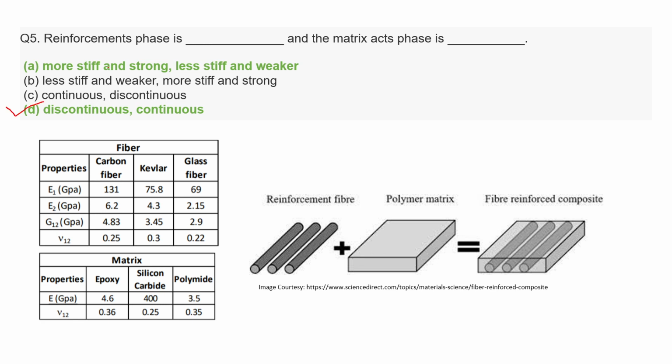Next is about which is strong and which is weaker. So we already compared the mechanical strength of the fiber and matrix and saw that the fiber, which acts as the reinforcement, has higher mechanical strength and is the load bearing part, whereas matrix is the binding part because of having less mechanical strength. That's why option A is the correct one, because reinforcement phase is more stiff and strong, whereas the matrix phase is less stiff and weaker.